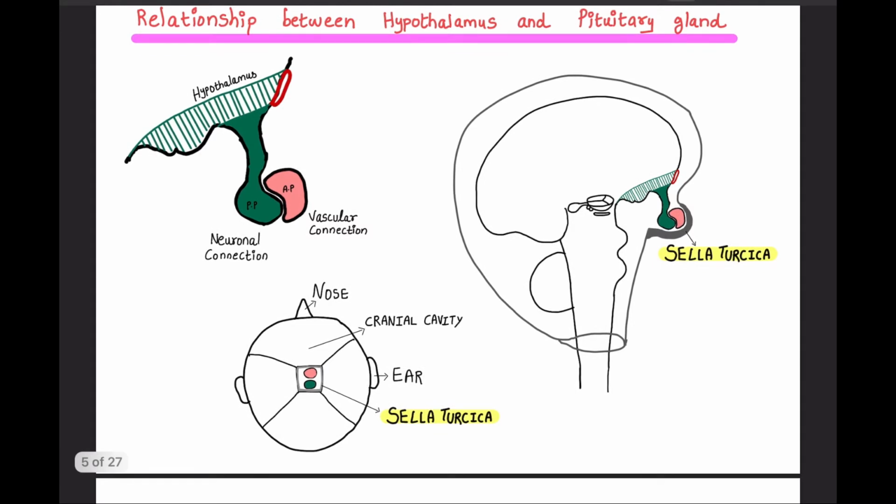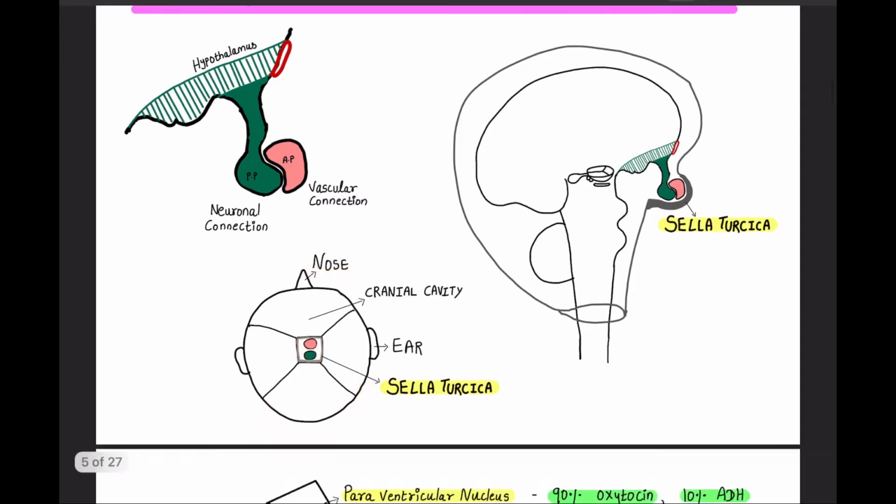This pituitary gland sits in a sac-like structure known as the sella turcica. So where exactly do you see this sella turcica? This is your head from the top view, and you have the nose on the anterior side, and you have the ears, and these are your cranial cavities, and here you have the sella turcica, a sac-like structure, and inside you have the anterior pituitary on the anterior side and the posterior pituitary on the posterior side.